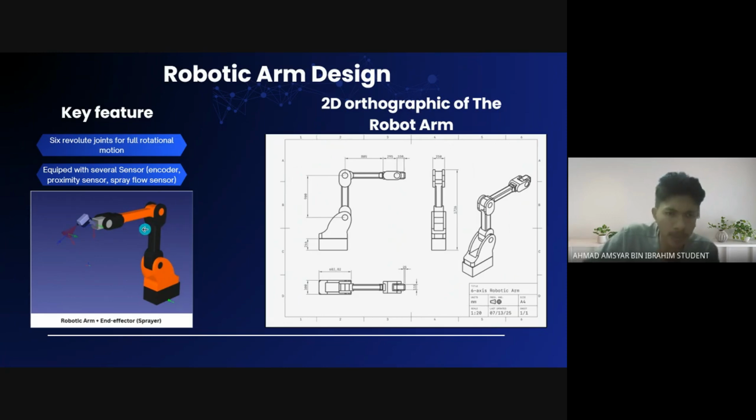And the proximity sensor is used to measure the distance between the sprayer and the car and to avoid disturbance. And lastly, the spray flow sensor is at the sprayer. And these are the orthographic views of the robotic arm. We have three views and one isometric view here. The software we use to design this is Shapr3D instead of SolidWorks.